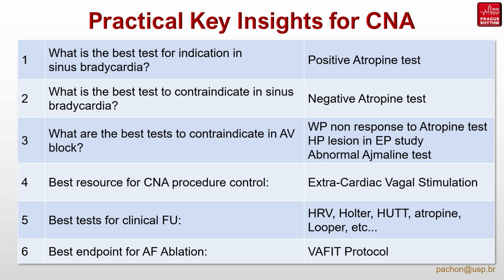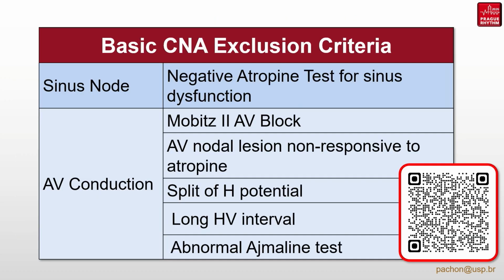So to end our procedures of atrial fibrillation ablation, we have to eliminate completely the vagus effect in the third domain, that is the domain of the atrial wall. So for us, the best test for atrial fibrillation ablation is the negative VAFT. And in the sinus node, the negative atropine test for sinus dysfunction is extremely important to exclude cardioneuroablation. So in the sinus node, a negative atropine test does not indicate cardioneuroablation.